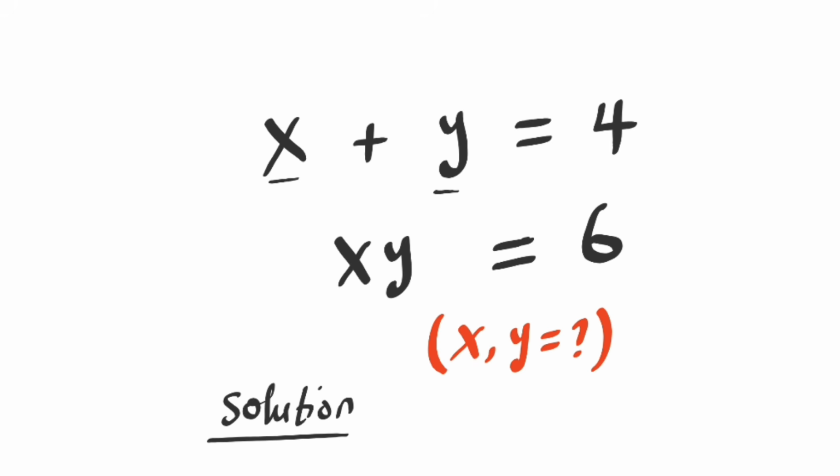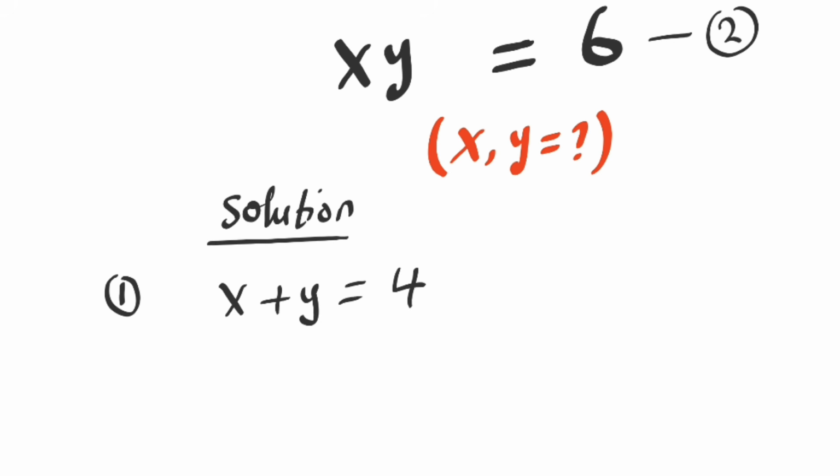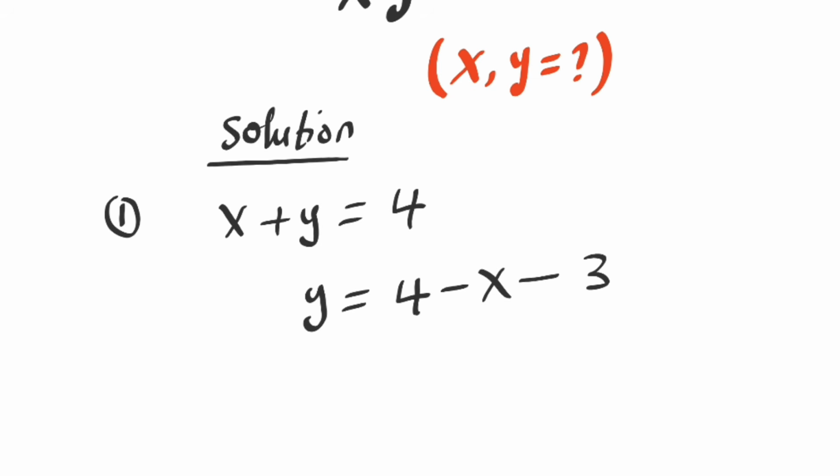x plus y is equal to 4. Let us call this equation 1. Then xy is equal to 6. Let us call this equation 2. Now from equation 1, x plus y is equal to 4. Let us make y the subject of the formula. y is equal to 4 minus x. Let us call this equation 3.